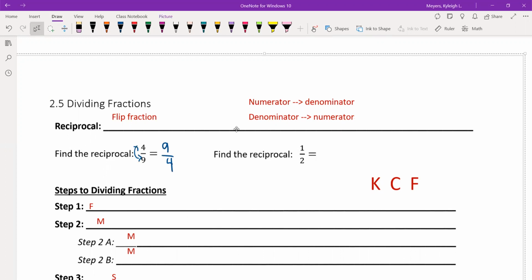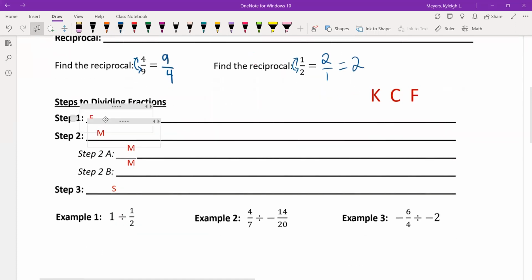Okay, so what do you think 1/2 becomes if we flip it? If our numerator becomes our denominator, and denominator becomes numerator, it becomes 2/1, which simplifies to 2, right? And there's an acronym. Well, here, let's go over the steps first, okay? So, steps to dividing fractions. You have to find the reciprocal of the second fraction. So we don't find it of the first one, we find it of the second fraction.